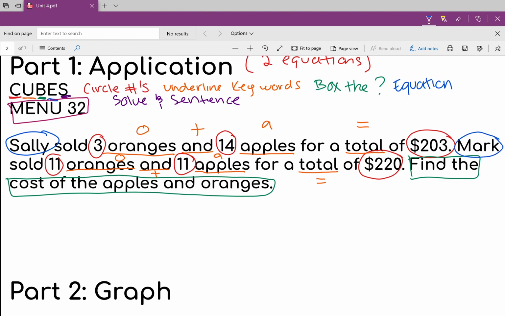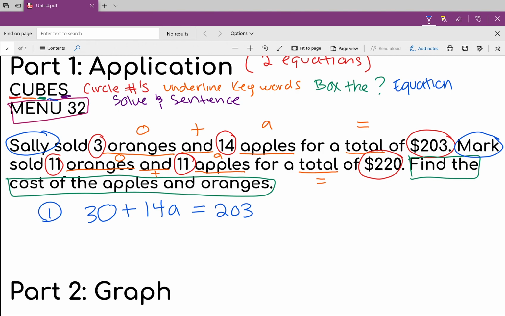So the equation for Sally starts off with 3 oranges. So we're going to write 3O plus 14 apples, 14A. For a total of, so total equals $203. So that's our first one. This O kind of looks like a 0, so let me make it look more like an O. Make it really big. Okay, so that's our first equation.